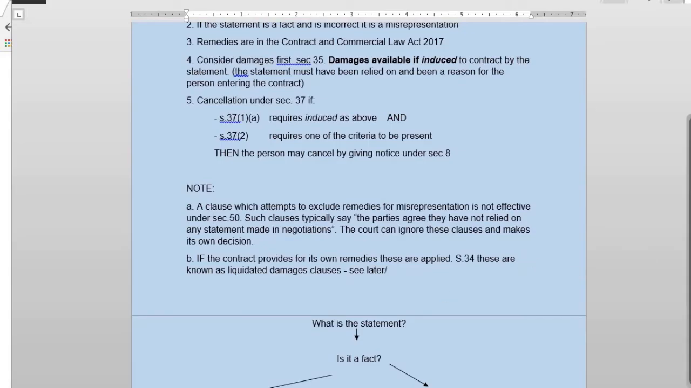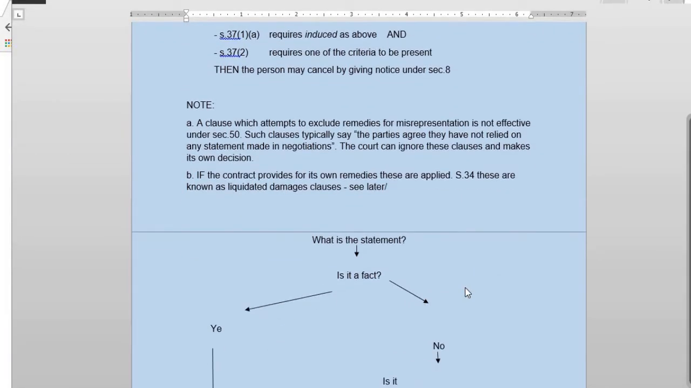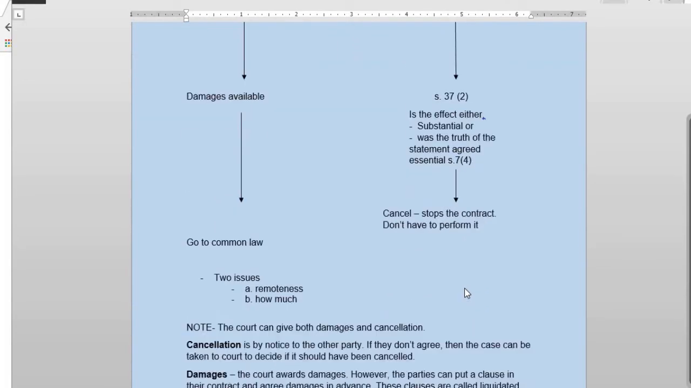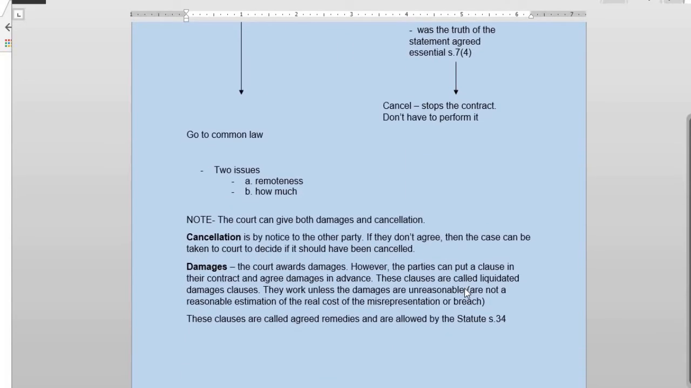And finally, the other point made down here is about what are known as liquidated damages clauses, clauses in contract that set out the remedies so the parties agree how much to pay each other for breach of contract or misrep, and we'll cover that later in the course. Now the rest of this document is a diagrammatic representation of exactly the same areas for those who prefer to see it more visually.